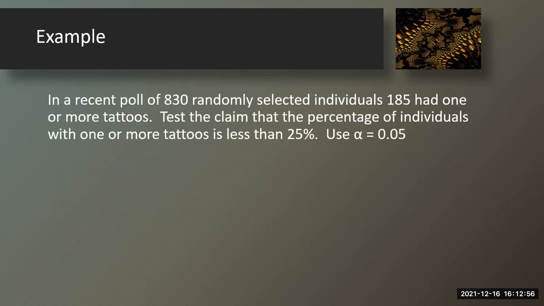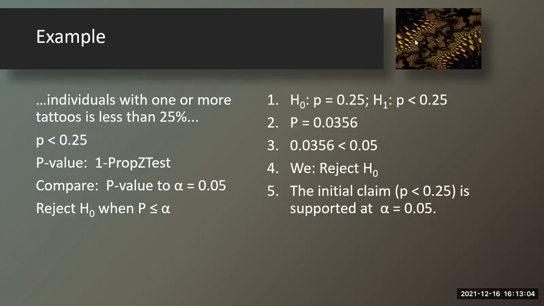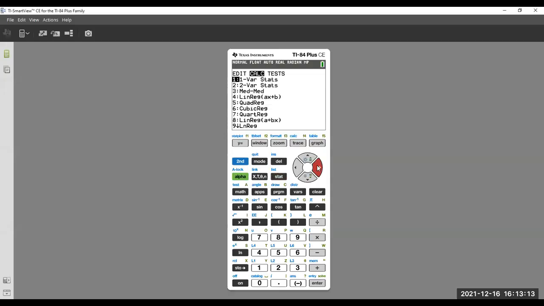So let me just pick up the numbers here. 185 out of 830. Okay. So let me jump over to my calculator, and I'll pick up the one prop z-test, p naught 0.25. We had, what did I say, 185 out of 830.